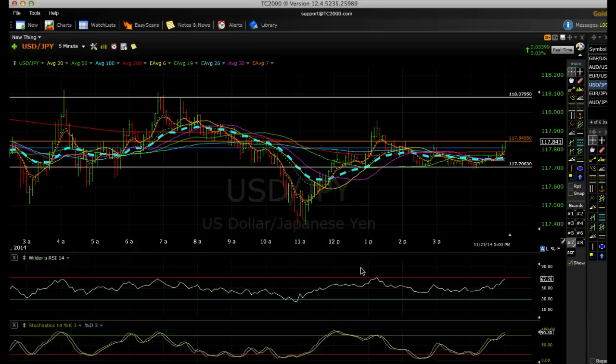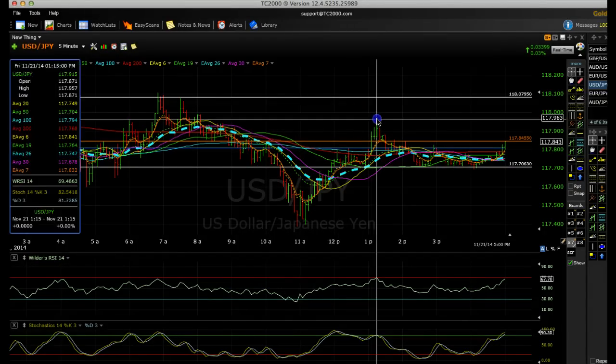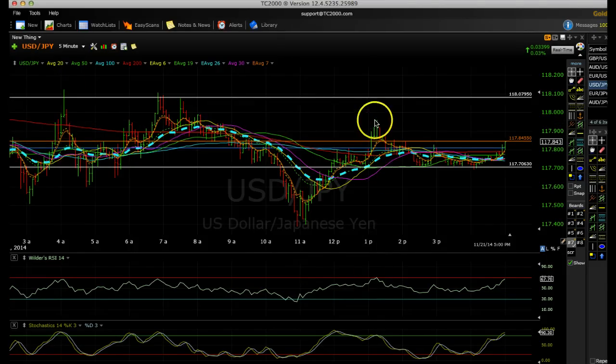On my phone, I actually have RSI charted differently for USD JPY. I just don't have it charted differently on here. But theoretically, here on your 5 minute chart, this was actually a good short. From here, look at RSI.